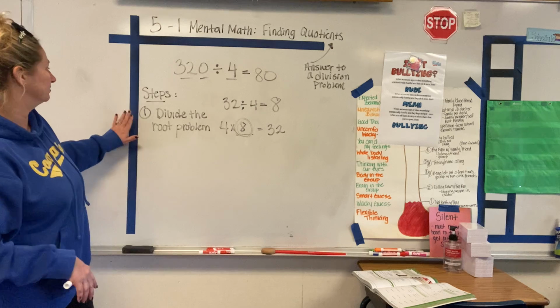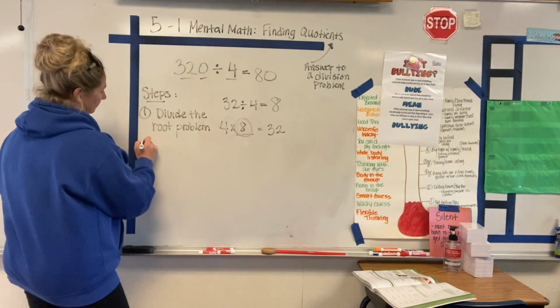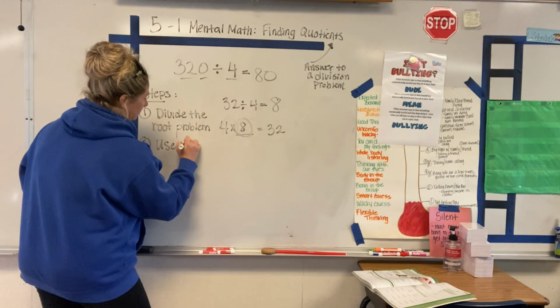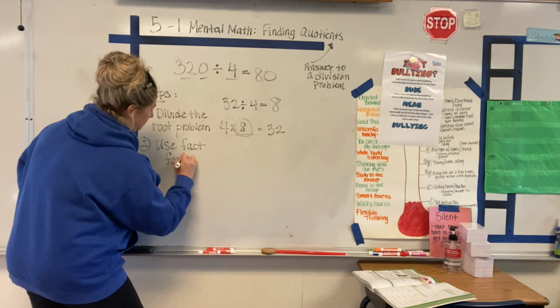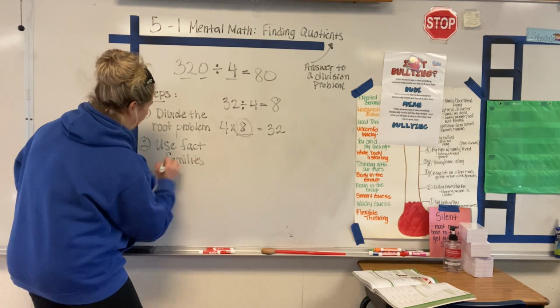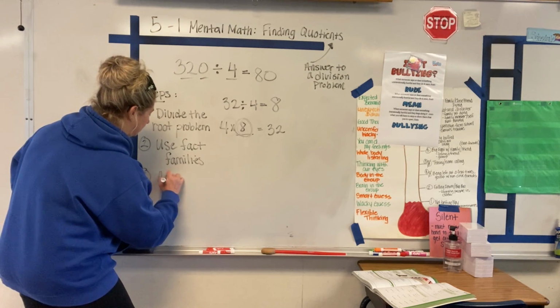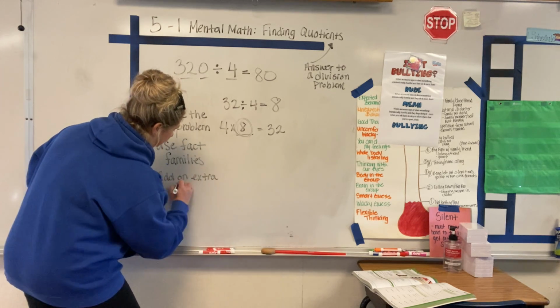So steps. Number 1 was divide the root problem. Number 2, use fact families. And then number 3 is add on extra zeros.